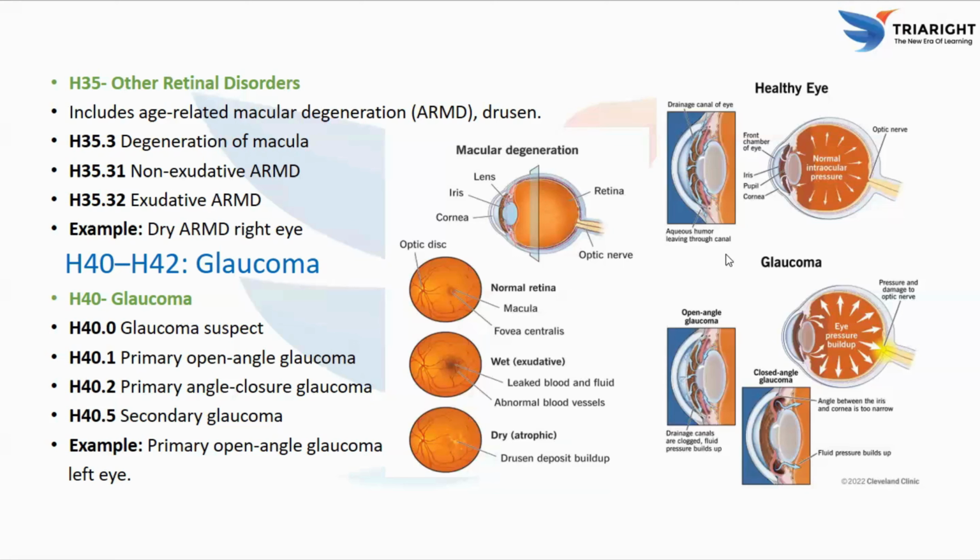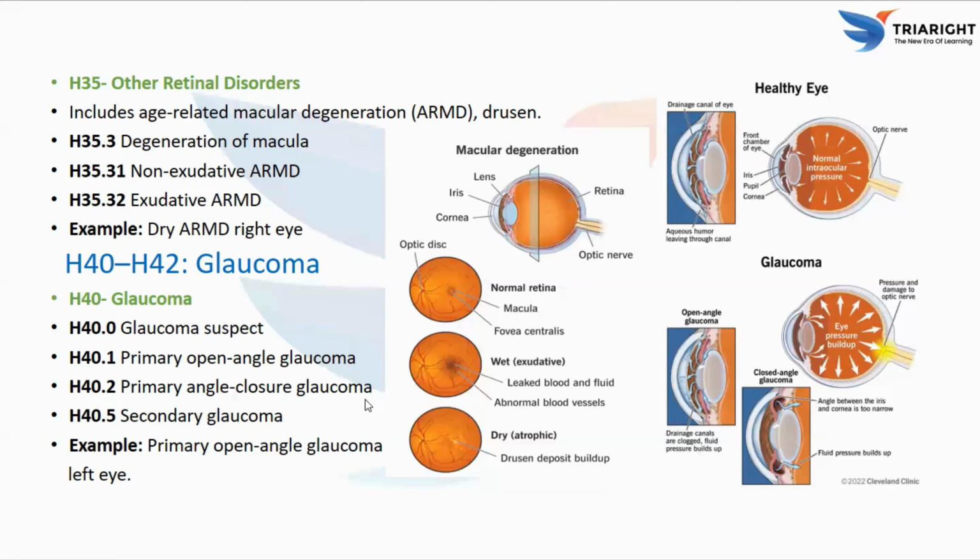You can clearly see this picture, open angle glaucoma, at the right side. It shows an open angle. Here the drainage canals are clogged so that the pressure builds up and it leads to optic nerve damage. Example, primary open angle glaucoma, left eye. You have to assign the code H40.1.